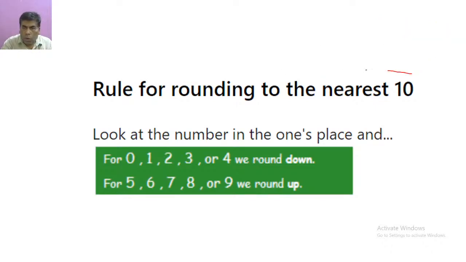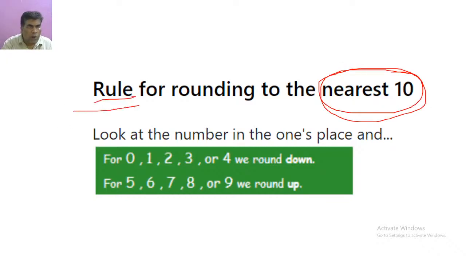If we want to round off to the nearest 10, what is the rule? Some rule we have to follow. What is the rule? In the ones place, if we have 0, 1, 2, 3, 4, then we have to round it down. Okay. In the ones place of the given digit, if we have 5, 6, 7, 8, 9, then we have to round it up.